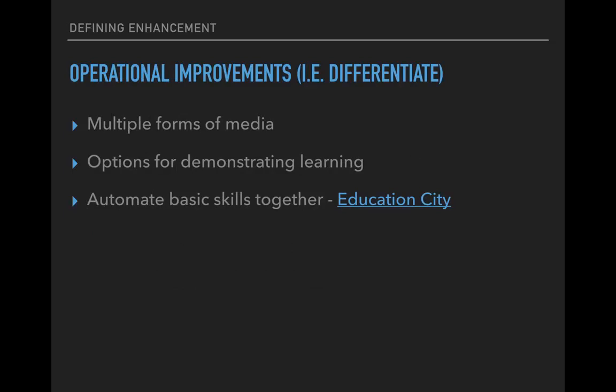So let's take a look first at that operational improvements. Let's focus on this one, i.e. differentiation. Okay? We're all pretty familiar with what differentiated instruction looks like, and that's providing students with lots of different options based on what their learning needs are. One of the ways we can do that is providing multiple forms of media. So for example, even within the module that you're currently doing, we kind of look at multiple forms of media.